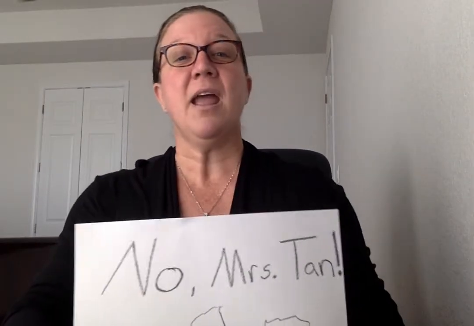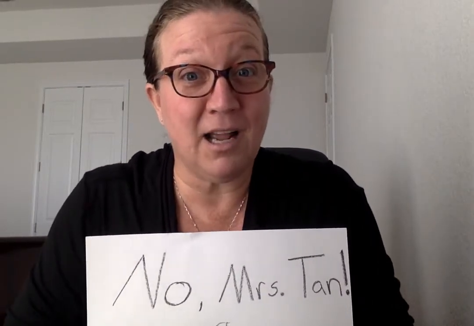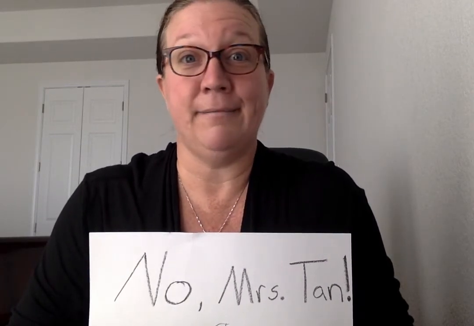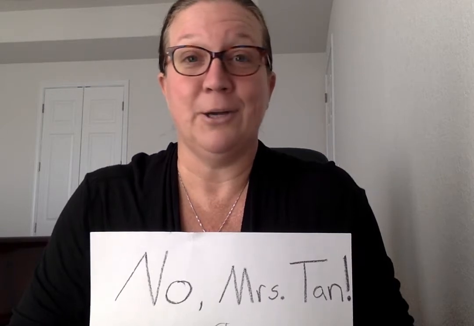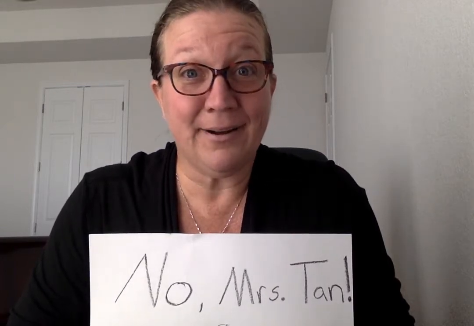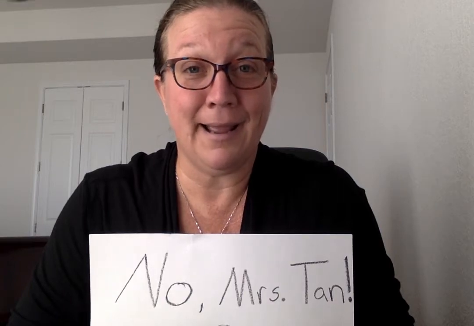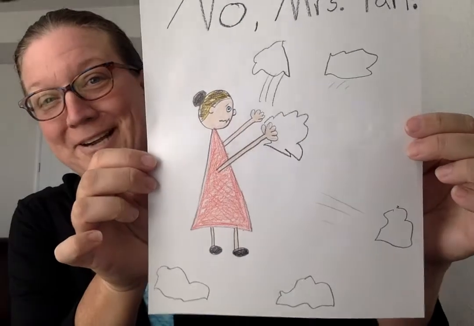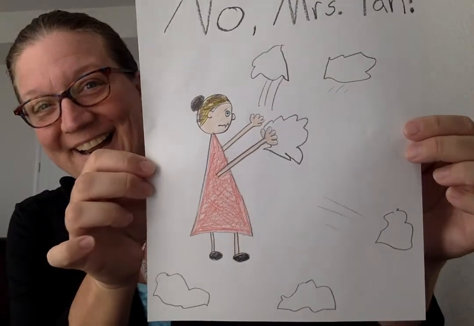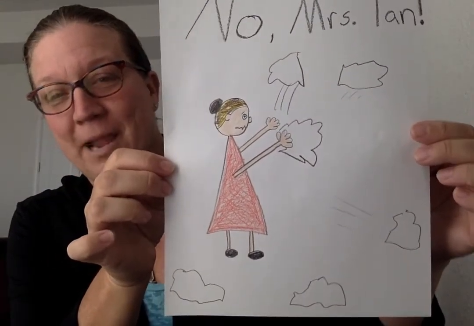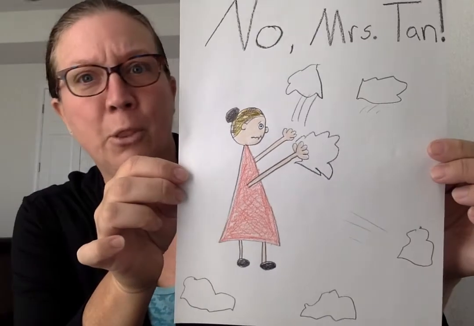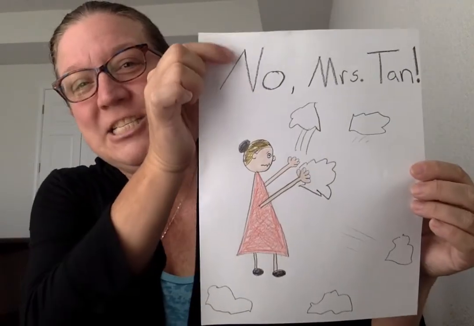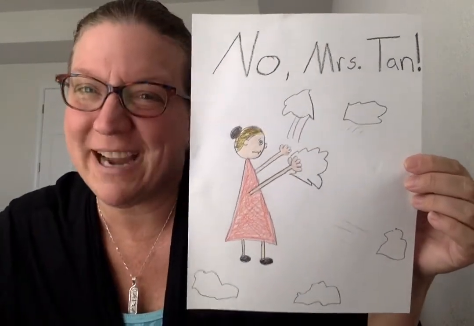Exclamation point there. And then I drew a picture of myself doing something that I am not ever going to do. Nope. I like things nice and neat in my house and in my classroom and things like that. So you would never see me doing this. Do you see what I'm doing there? I am crumpling up papers and throwing them all around the room. I would never do that. But that's why it says, no, Mrs. Tan. See, this is supposed to be kind of funny, right?